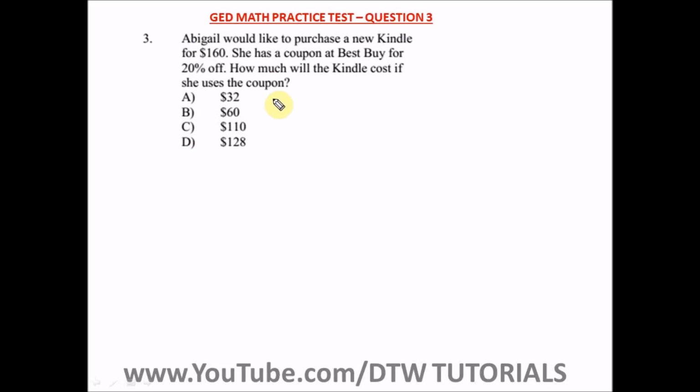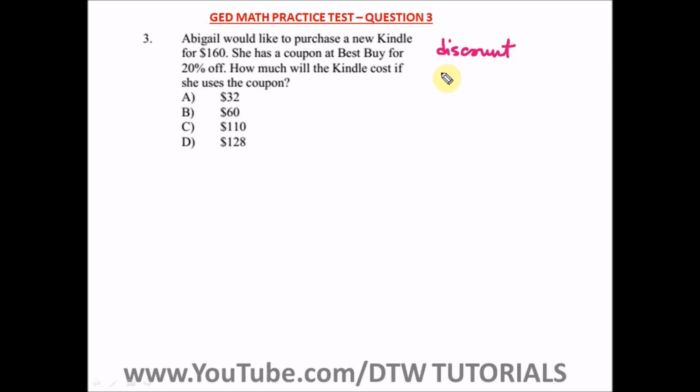Question 3 of the GED Maths Practice Test says, Abigail would like to purchase a new Kindle for $160. She has a coupon at Best Buy for 20% off. That's a coupon, that's a discount. Whenever you see coupon, it's a discount. She has a discount of 20% off. How much will the Kindle cost if she uses the coupon?